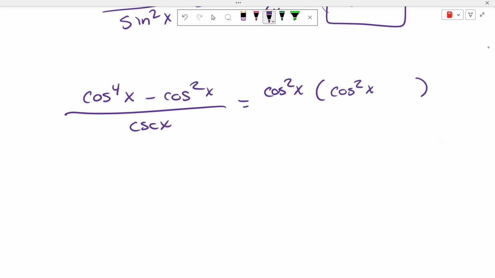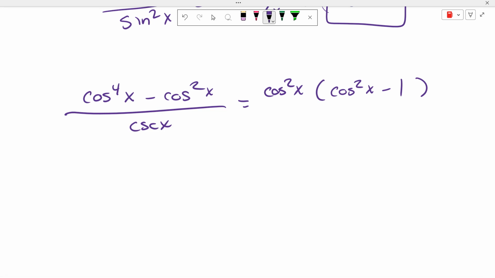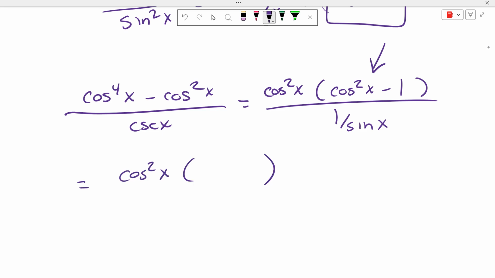Cosine squared of x is sure there. Minus 1. Cosine squared divided by cosine squared is 1. Uno. What's cosecant the same as? 1 over sine. So I've got that so far. Can I simplify that thing right there? What's cosine squared of x minus 1 the same as? Negative sine squared of x, right?